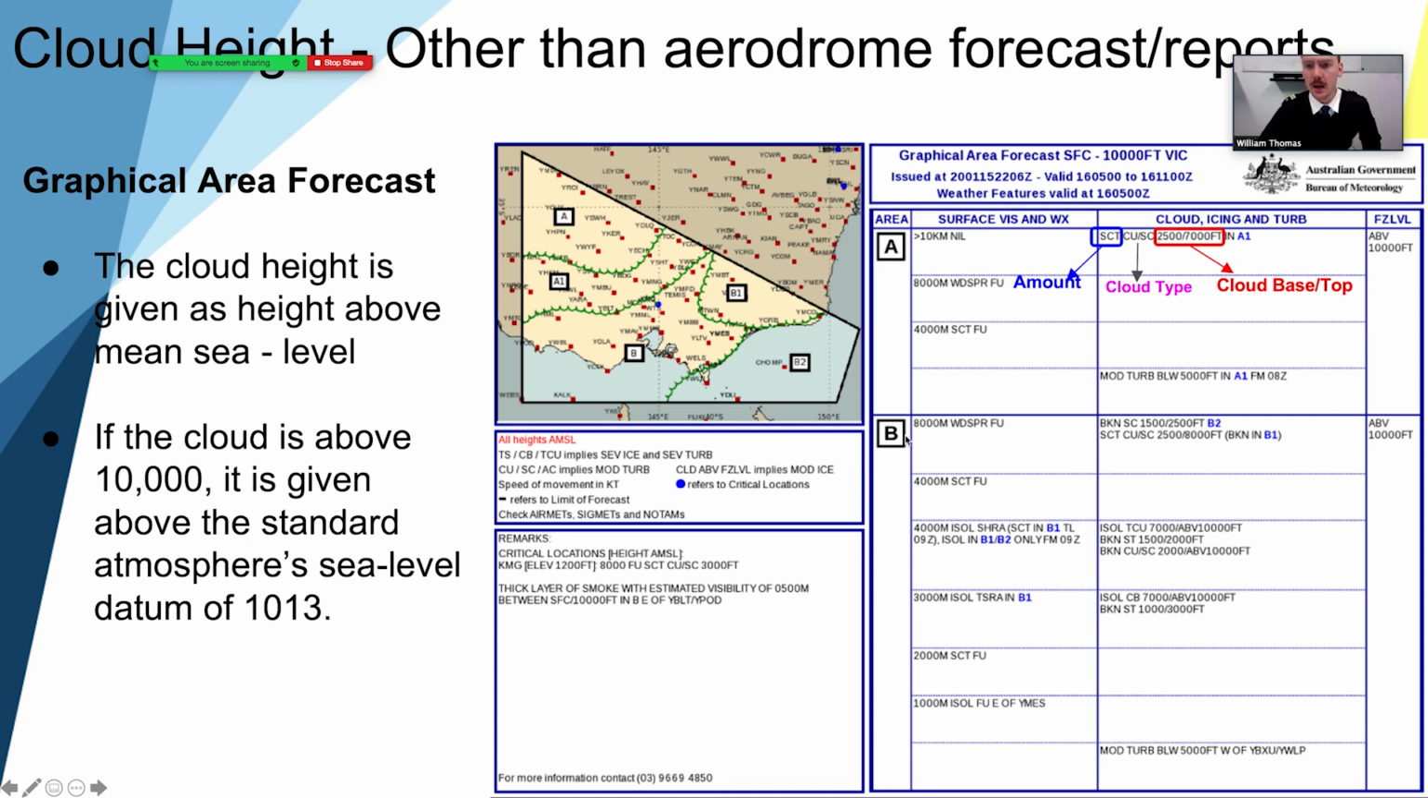Looking at another example, let's go down to area B. So in area B, we've got 8,000 meters visibility in widespread fog. Cloud broken, stratocumulus, cloud base, 1,500 feet AMSL up to 2,500 feet AMSL in area B2. Scattered cumulus and stratocumulus from 2,500 feet, tops at 8,000 feet AMSL, and that becomes broken in area B1.